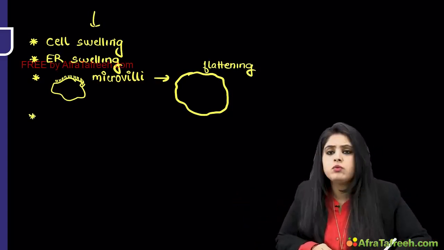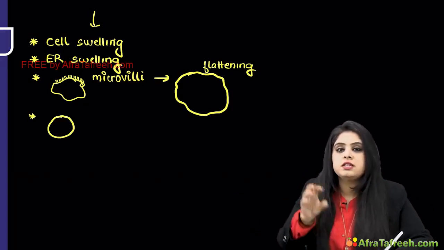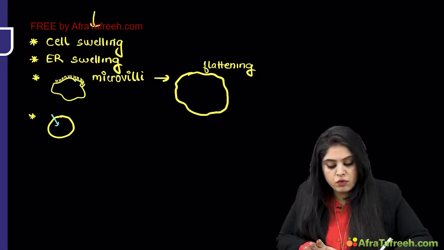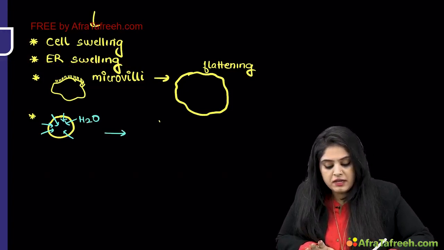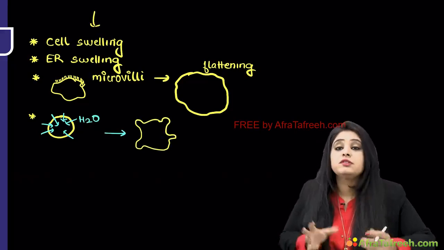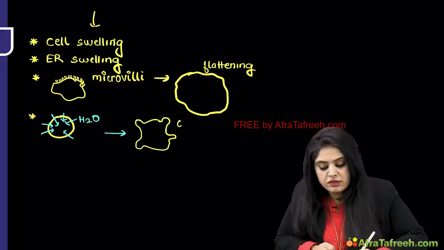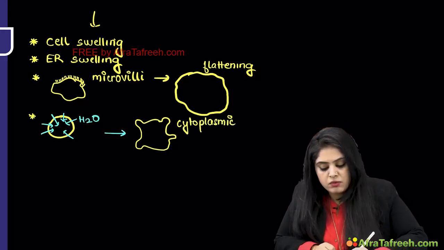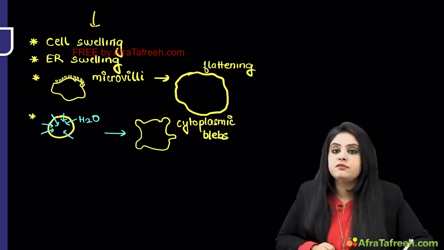What else? More and more water enters. Initially the cell was looking like this. Now water keeps on entering. There's too much water going inside from everywhere. Don't you feel your cell will start making a little bit of blebs, little bit of projections, because it's trying to hold the water for as long as it can? So what has your cell started making? Cytoplasmic blebs have started to be formed.